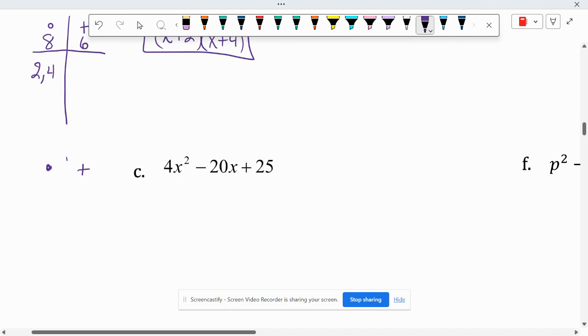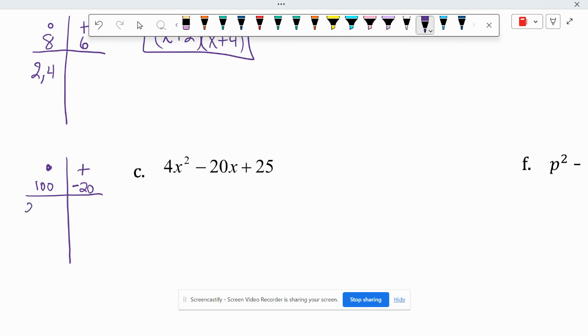What am I looking for in the product? What is A times C? 100. So product of 100 adds up to B. What's the sum? Negative 20. Okay. Let's see. 2 and 50, 4 and 25, 5 and 20, 10 and 10.